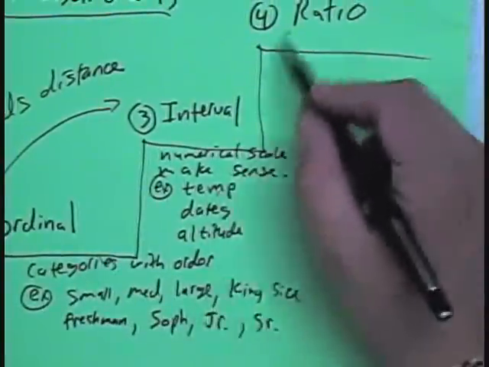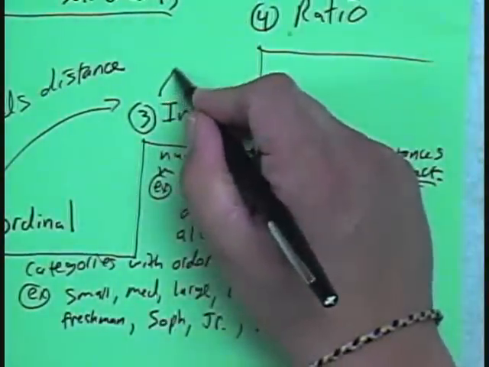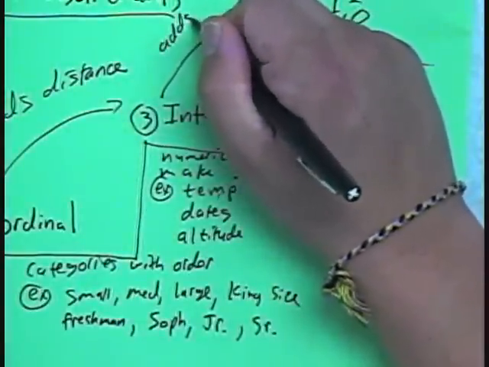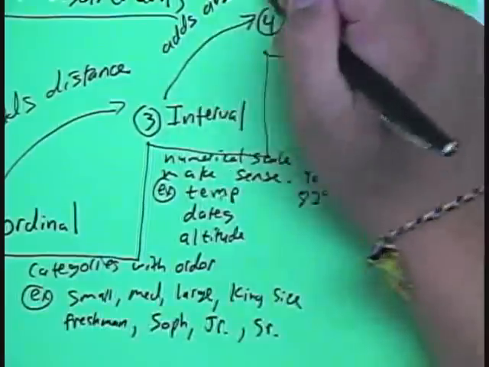So now, but what is this thing that the ratio scale adds that interval scale doesn't have? And the answer to that is a ratio scale adds something called an absolute zero.